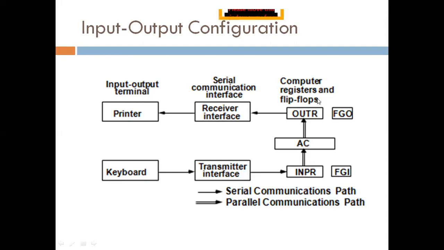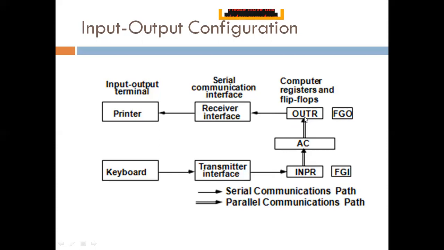Now about this output register. The default value of FGO is 1. 1 means OUTR is empty. Okay. If OUTR is empty, then it is able to take the data from the accumulator. Now when OUTR is full, at that time FGO will be 0. 0 means OUTR is full, so it is not able to take the next data from the accumulator.